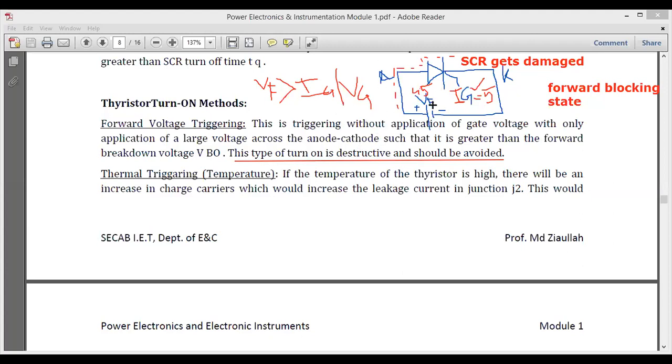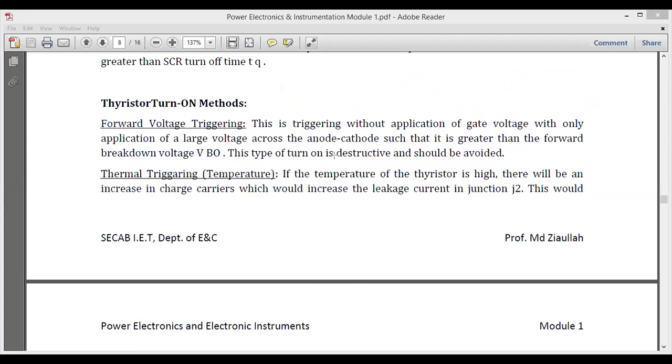This is just one method of turning on the thyristor. So this is the first part of the turn on methods of SCR. Let us go with the second method of turning on the SCR. Here is the thermal triggering. The second mechanism which we do here is thermal triggering.